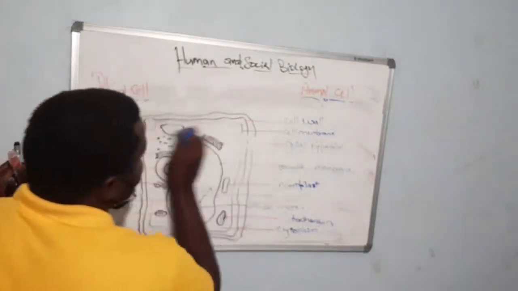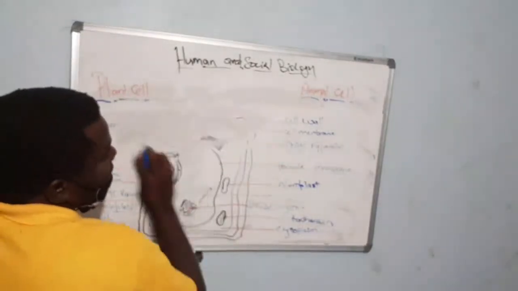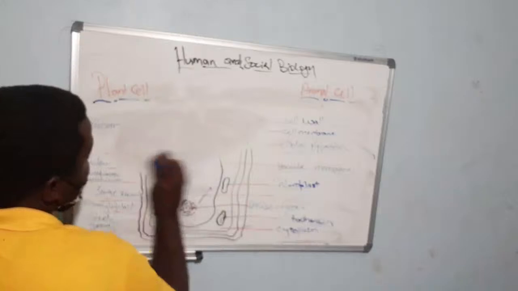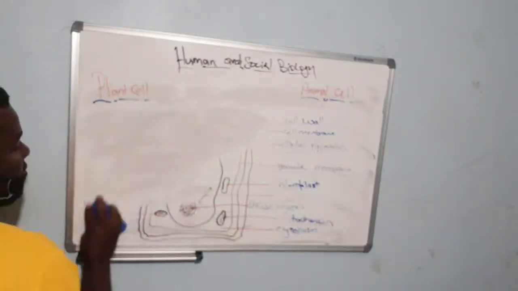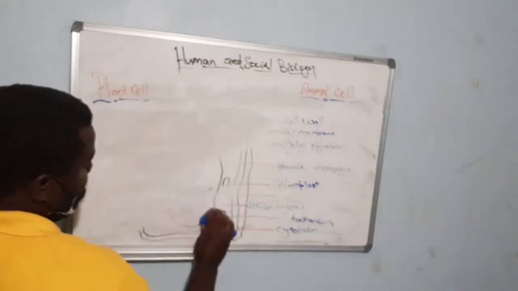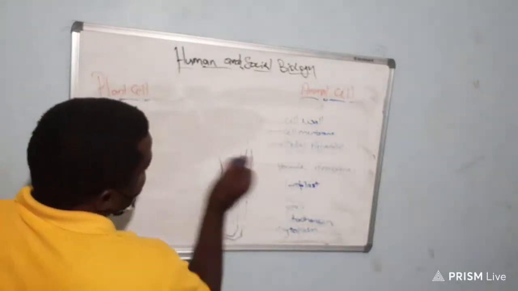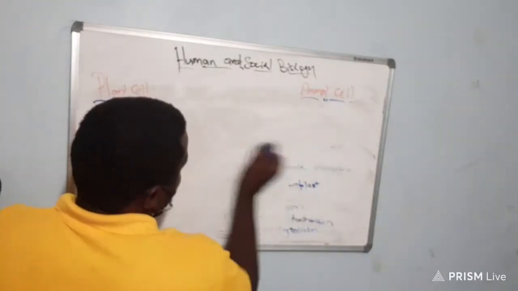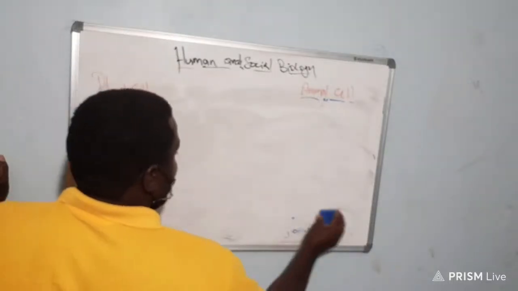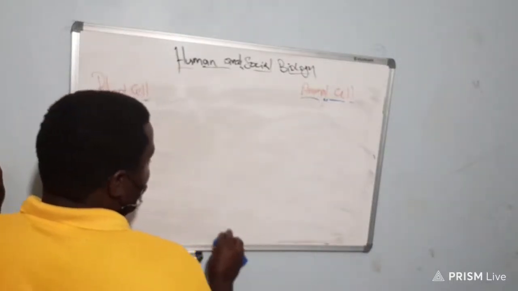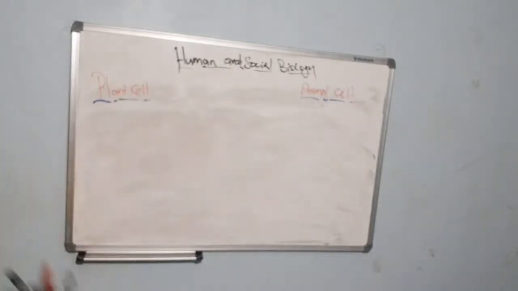I want to get rid of this as quickly as possible and try to put on the animal cell. Remember, we spoke about going individually through these topics. Sometimes it will take a little time.